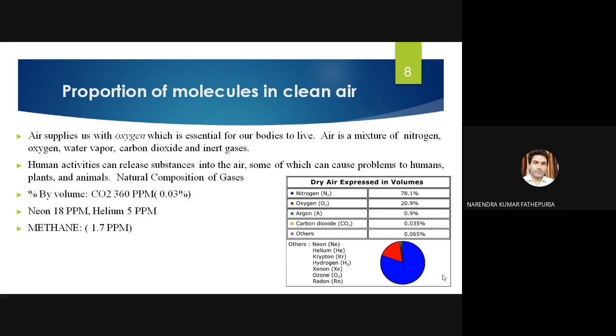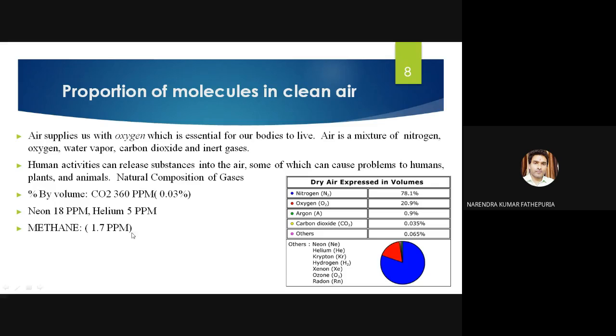The remaining 21%, 20.9 to 21%, is the oxygen. This is the percentage weight by volume. So CO2, carbon dioxide, is around 360 ppm, 0.03% of the total. Neon is 18 ppm, helium is 5 ppm, and methane is roughly 1.7 ppm. So these are the typical fresh composition of gases in our atmosphere.